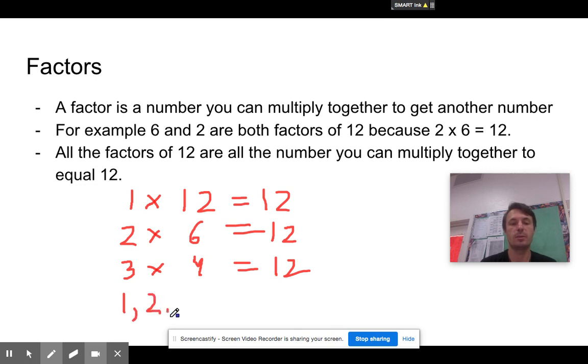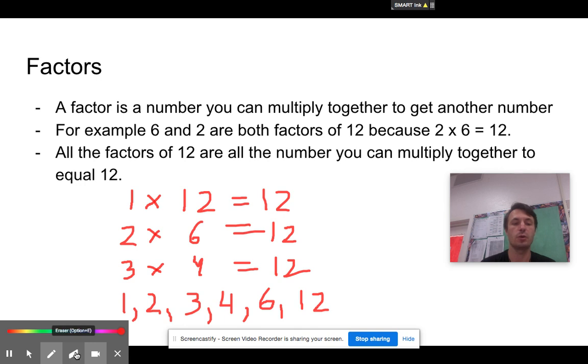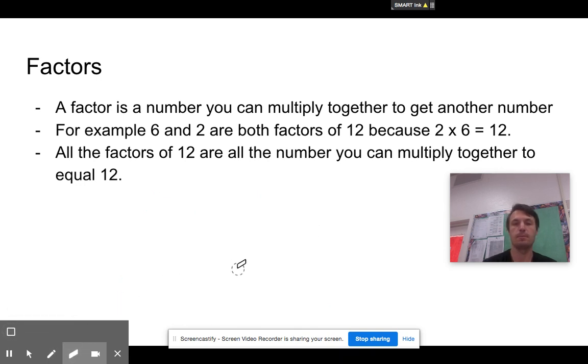2, because 2 times 6 equals 12. 3, because 3 times 4 equals 12. 4, because 4 times 3 equals 12. 6, because 6 times 2 equals 12. And 12, because 12 times 1 equals 12. And those would be all the factors of 12. Okay?